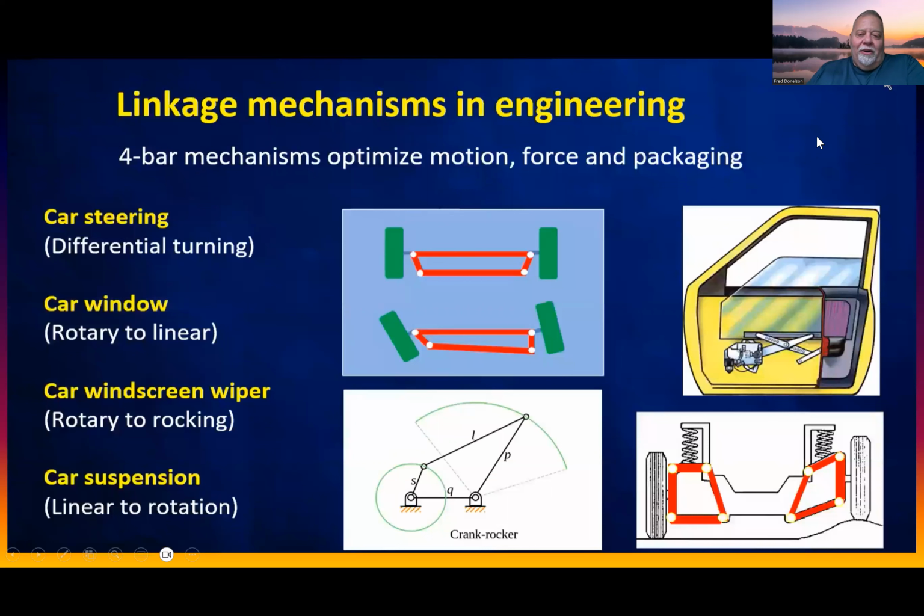Well, in a car system, we have several different kinds of linkage mechanisms, and they're four-bar mechanisms. Maybe you're not familiar with these, so let me just talk about a few of them here. Here you have what we call differential steering or differential turning in a car. It's hooked together with a four-bar system, and these four-bar systems are really important in order to do differential turning. What do I mean by that?